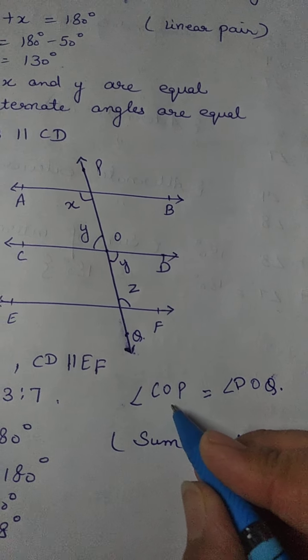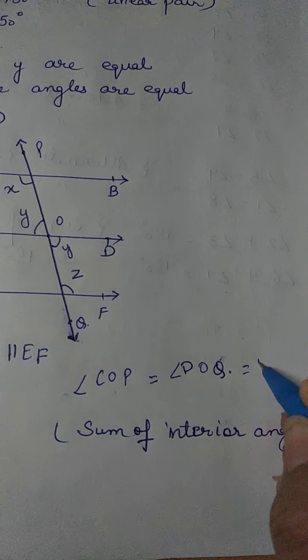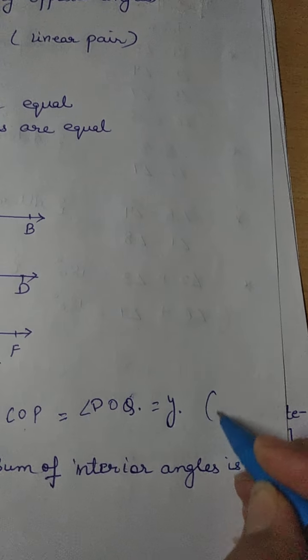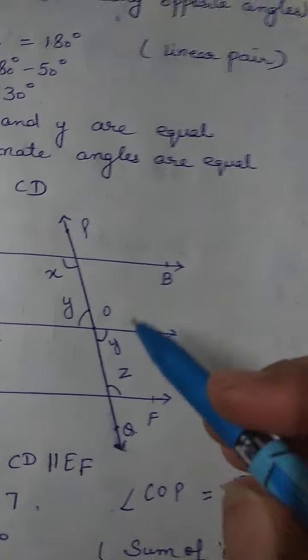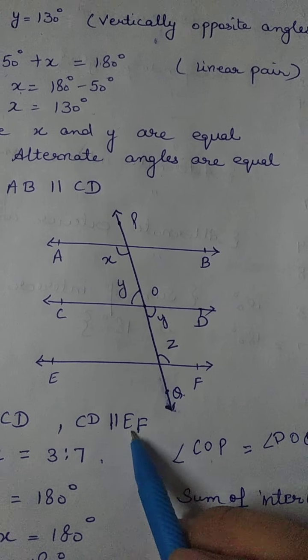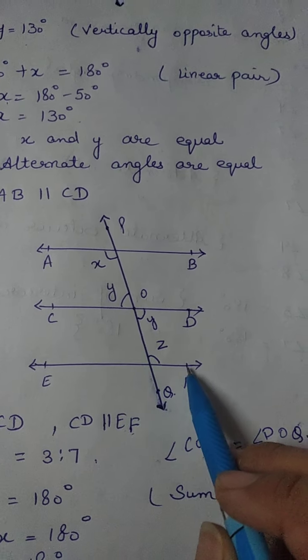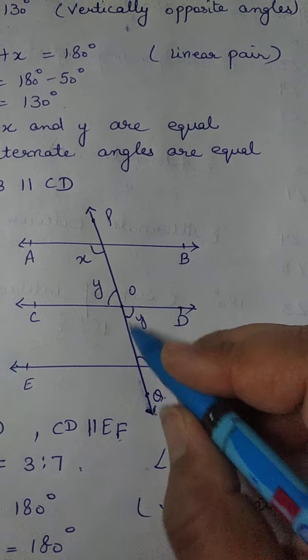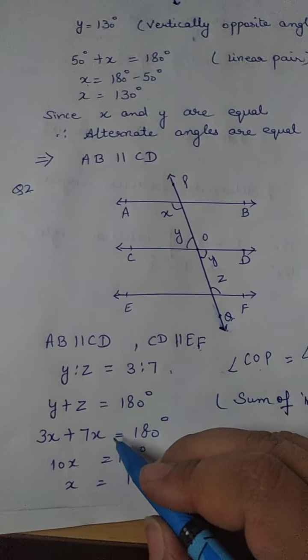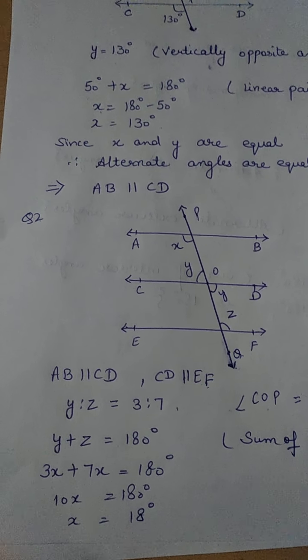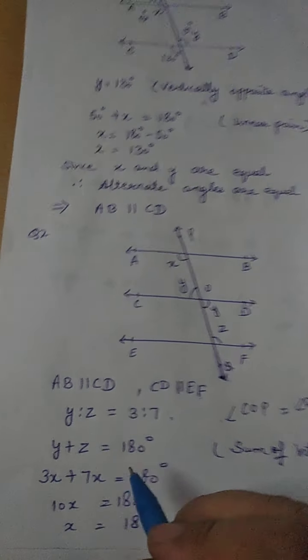So you can say that angle DOQ will always be y because they are vertically opposite angles, right? And it is already known that CD is parallel to EF. These two lines are parallel. So the angles on the same side of the transversal will give you a sum of 180 degrees. So your y plus z will give you 180 degrees, right?